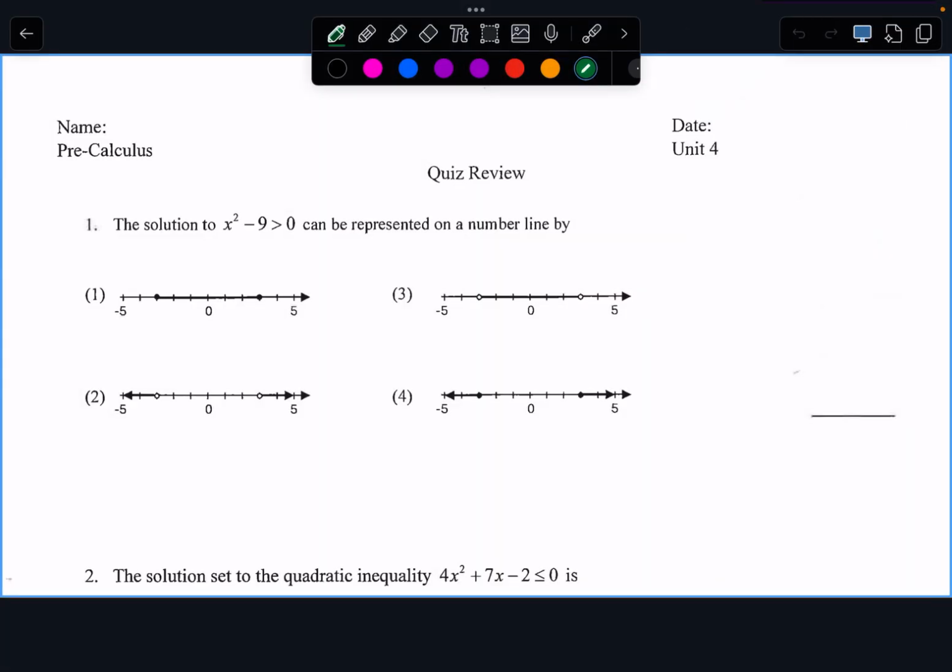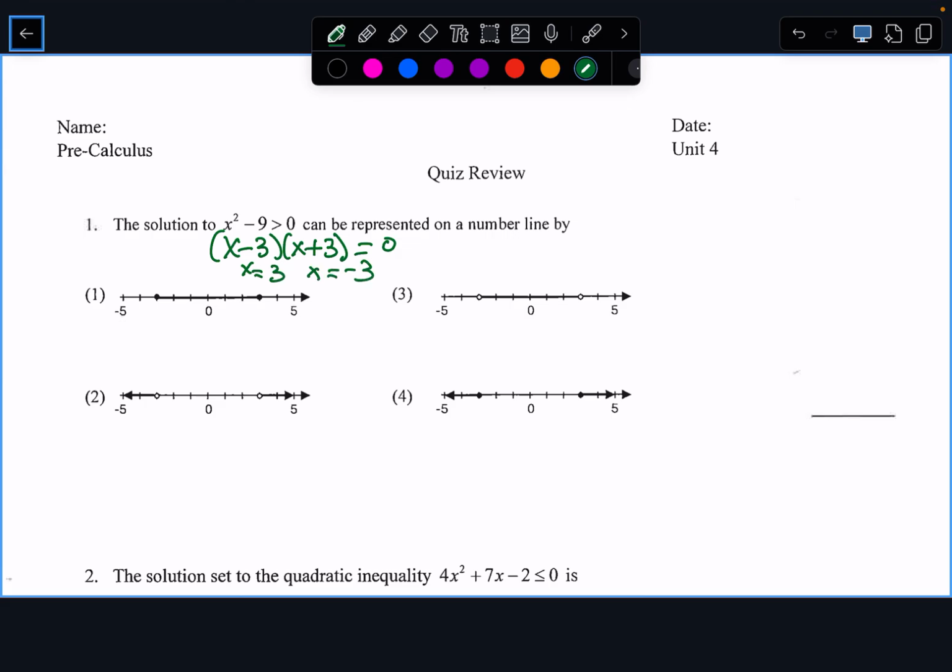All right, here we go. So, we have some quadratics, right? So we're going to factor x squared minus 9, which is x minus 3, x plus 3, right? Is equal to 0. So we get our critical values are 3 and negative 3.